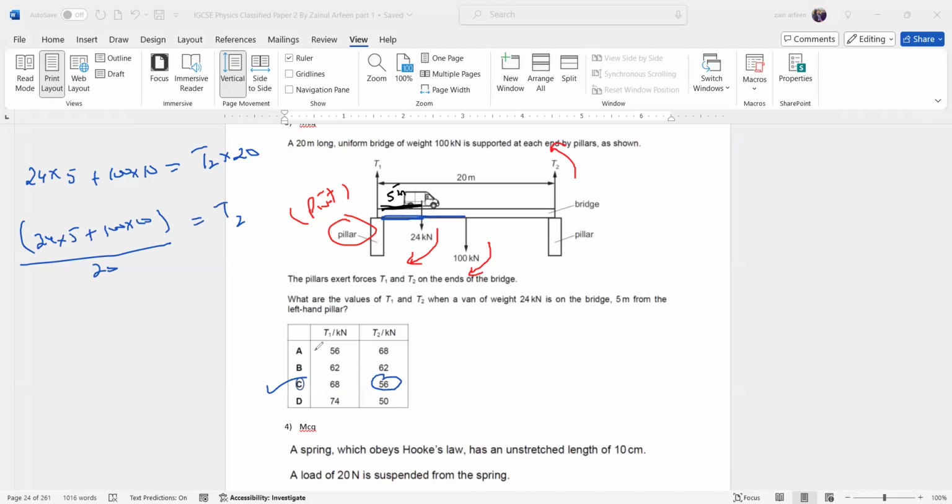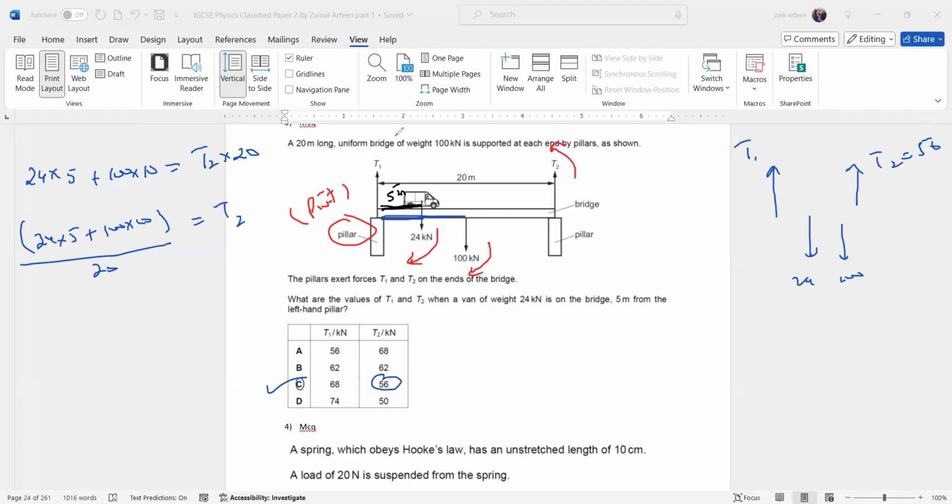We can solve for T1 as well. T1 is acting up, T2 is acting up, 24 is acting down, 100 is acting down, and T2 is 56. So we subtract: 124 minus 56, we get 68. We can get T1 as well, but we only need to work out T2, and the option with T2 as 56 is C. So that's why C is the right answer for this.